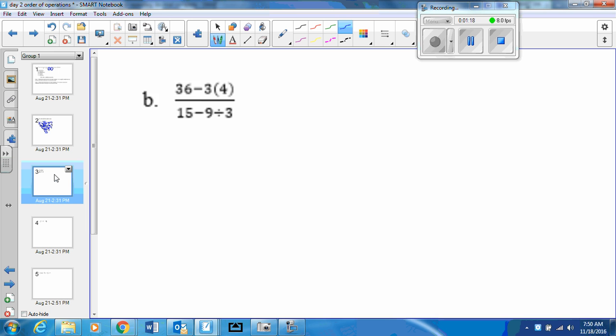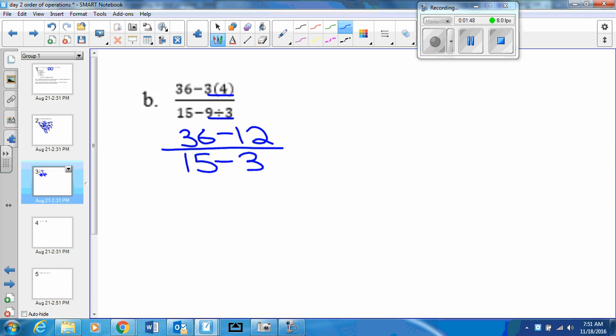Looking at the next problem, it's written as a big fraction. So I simplify the entire top, the entire bottom, and then save the dividing to the very last step. So in the numerator, I would start by multiplying 3 times 4, that becomes 12. At the same time in the denominator, I can do 9 divided by 3, which is 3. So my expression becomes 36 minus 12, divided by the quantity 15 minus 3.